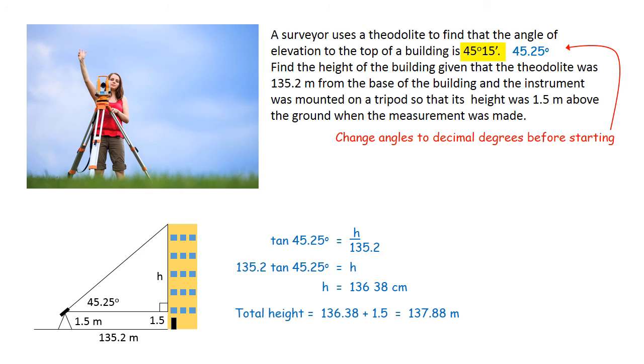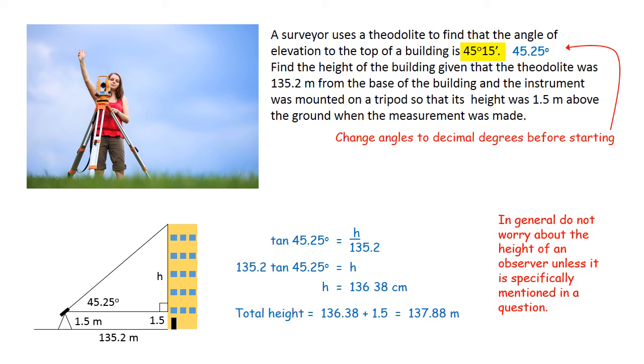In this question, we had to consider the extra height of the theodolite because we were particularly told about it. But in most questions where you have an observer involved, there's no need to consider the height of the observer unless you are particularly asked to.